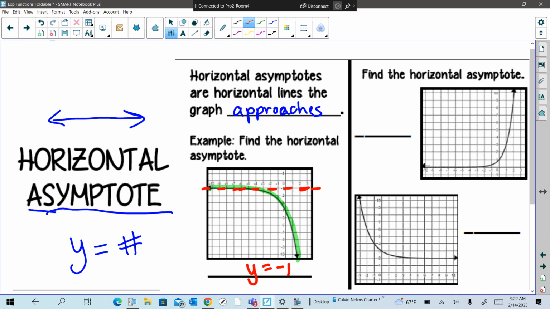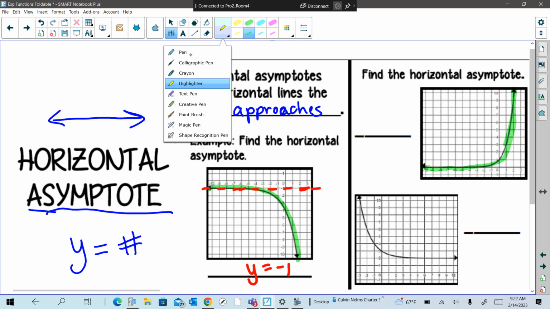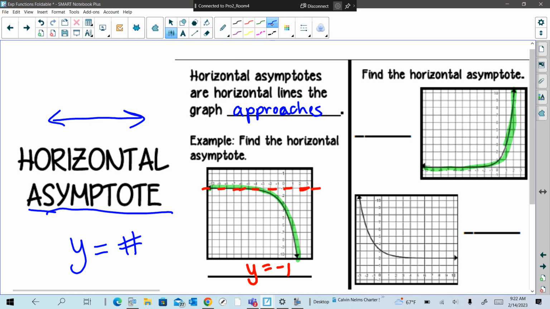All right, let's look at the next one over here to the right. Read the graph from left to right and find where it flattens out. It happens at 0. So y equals 0 is the equation for the horizontal asymptote. So y'all automatically see it. Very good. Y equals 2.